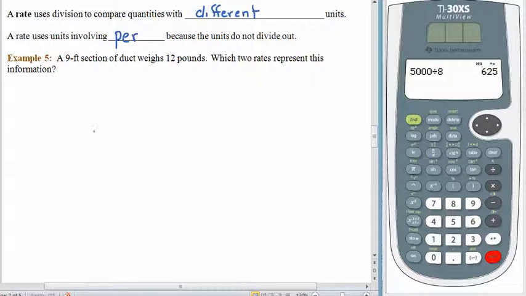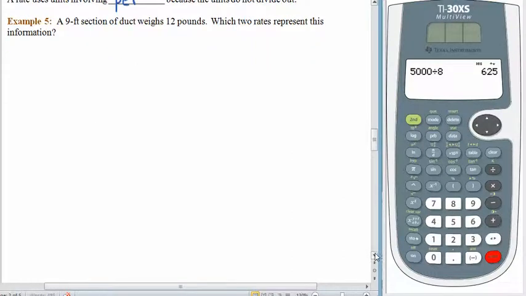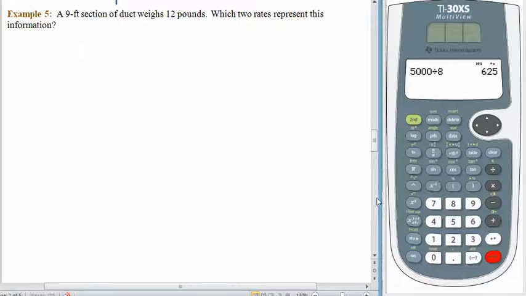Division gives us a lot of things that involve per. Let's try an example. We have a 9-foot section of duct that weighs 12 pounds. We'd like to represent this information two different ways because they ask us about which two rates. So the way we can do this is we can start off by comparing feet to pounds. So if we say 9 feet for every 12 pounds, we can certainly write that fraction in lowest terms. Both of these have a common factor of 3, but the units are still there. 3 feet for every 4 pounds.